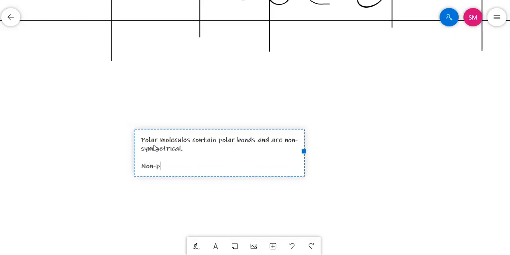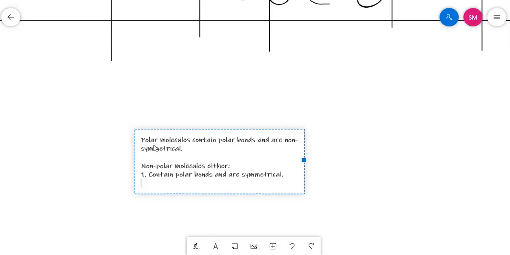Non-polar molecules either contain polar bonds and are symmetrical, or have no polar bonds, and they could be either symmetrical or non-symmetrical.